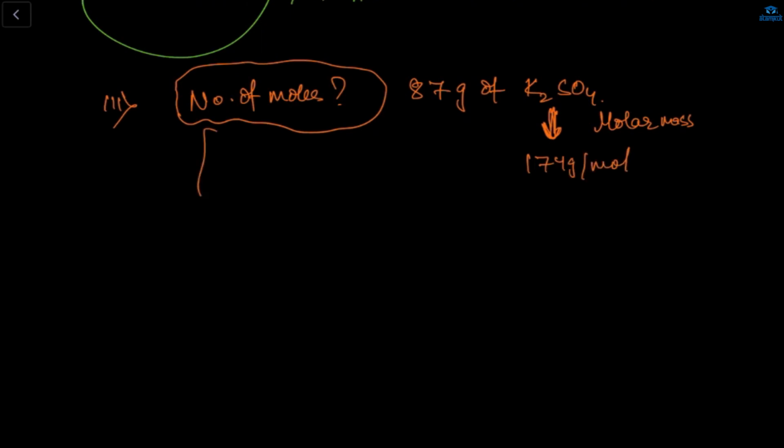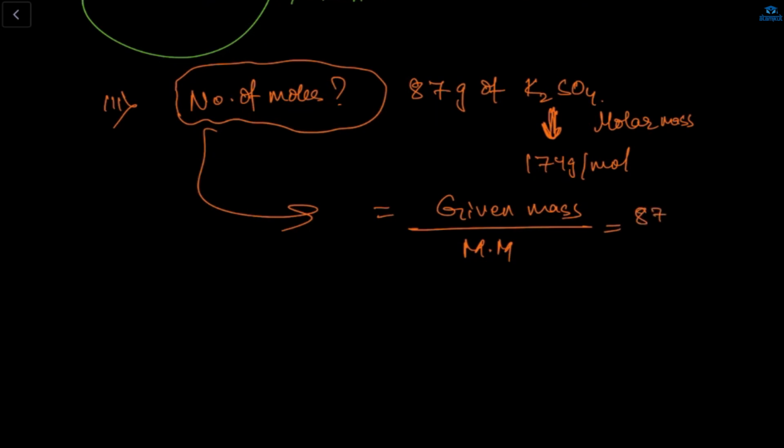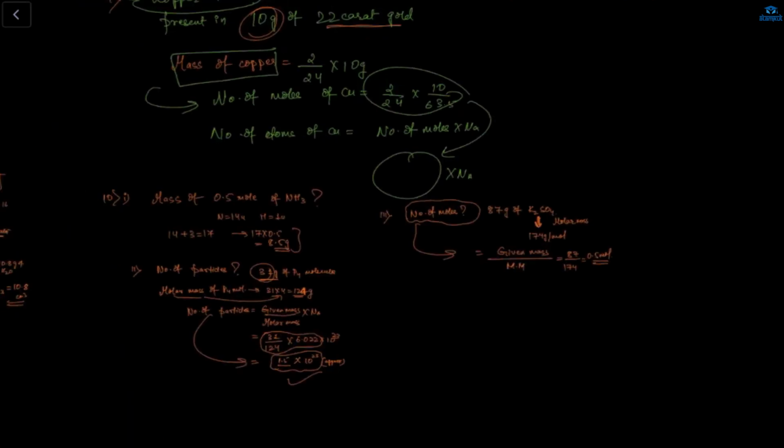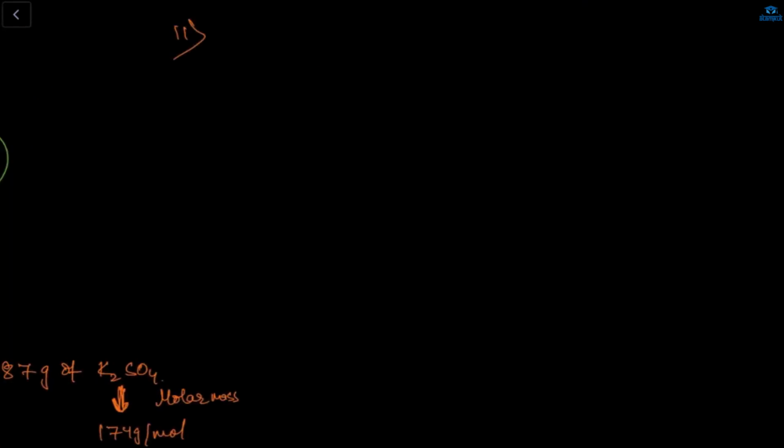Now we will find this number of moles. The number of moles formula is given mass upon molar mass. 0.5. Ma'am, so the answer is 0.5 moles. Yes, good. 0.5 mole. Good one. Next question, 11th.